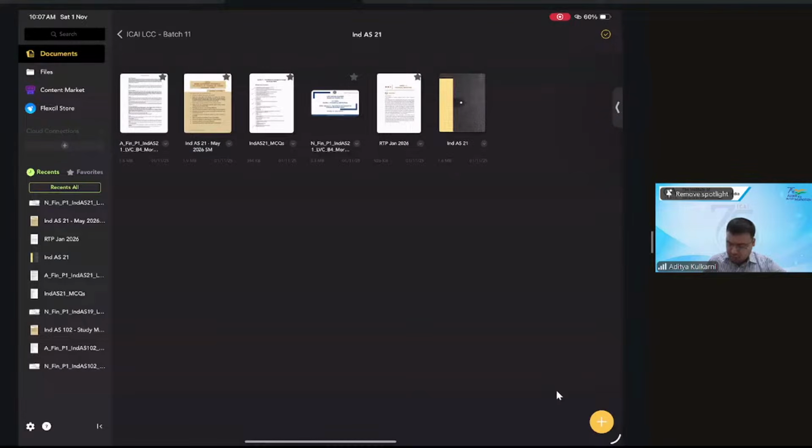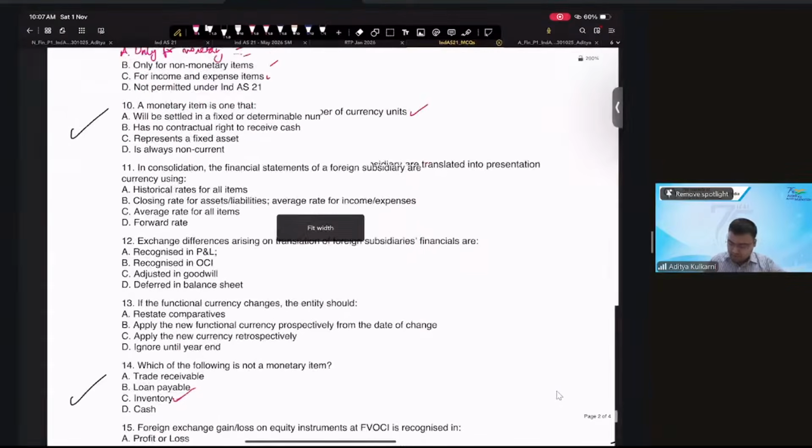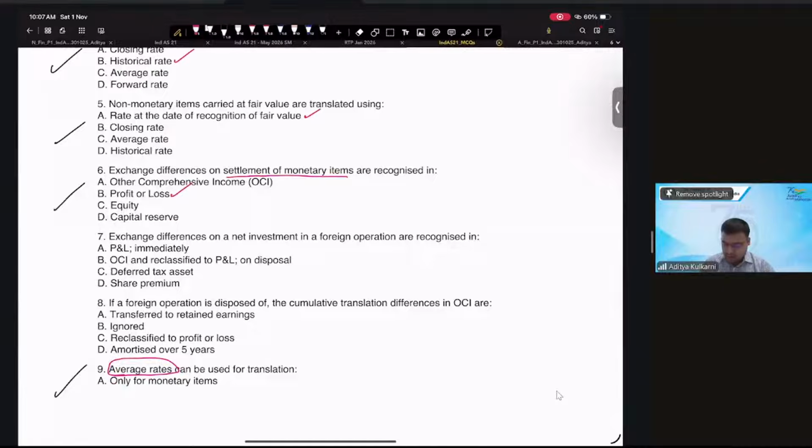Okay. So now if you look at these MCQs, I think you should be in a position to do these 2, 3 MCQs. Exchange difference. Okay, so question number 7. Exchange differences on a NIFO, net investment in foreign operation. Where do you recognize it? A, B, C, D. Where do I recognize that?